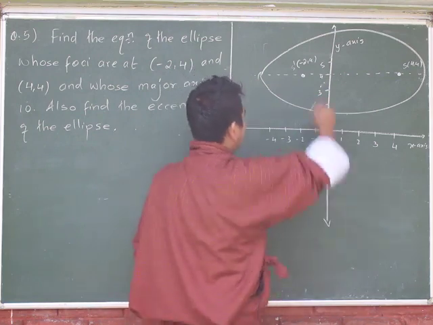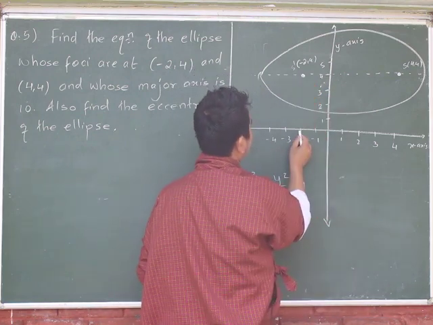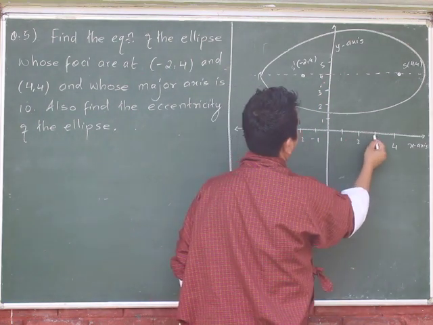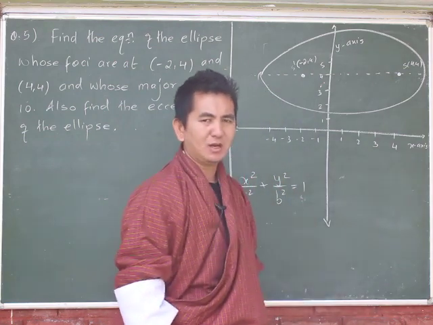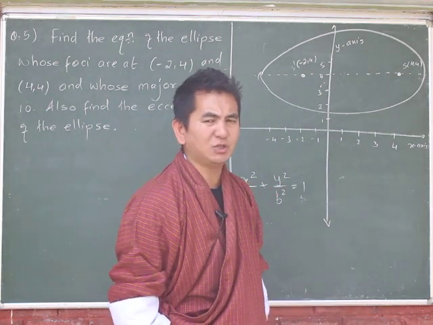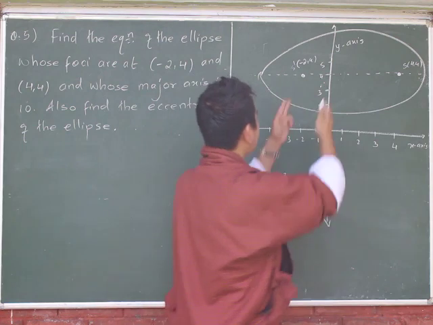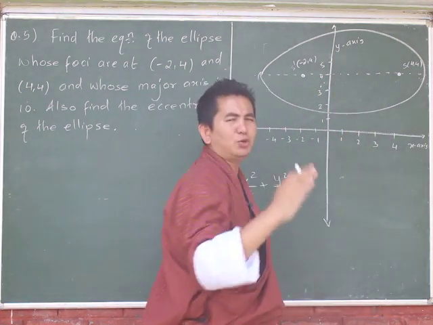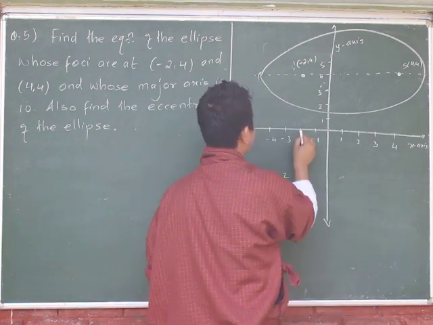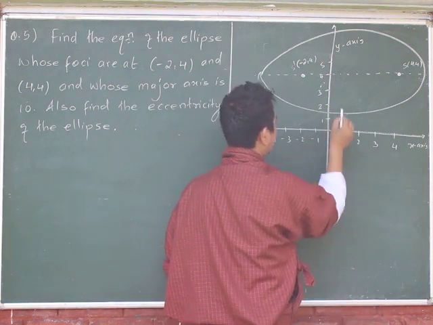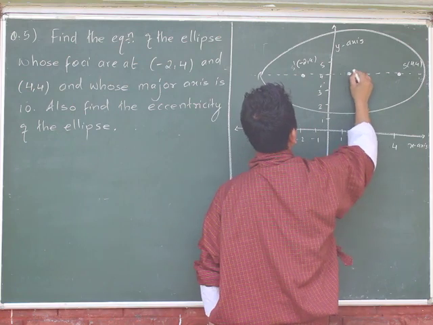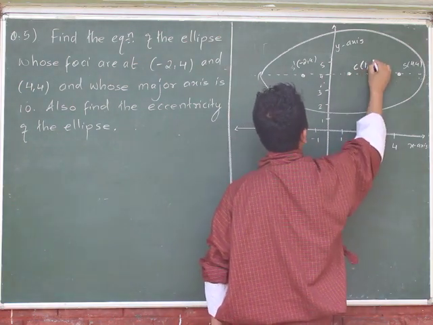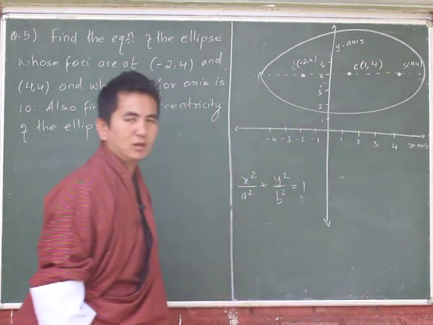Where is the center? Now please start counting from this point: 1, 2, 3, 4, 5, 6 units. The distance between the two foci is 6 units. So the center will always be in the middle between these two foci, yes or no? So that means it should be at 3 units, that is 1, 2, 3. This is the center. The x value is 1, the y value is 4.